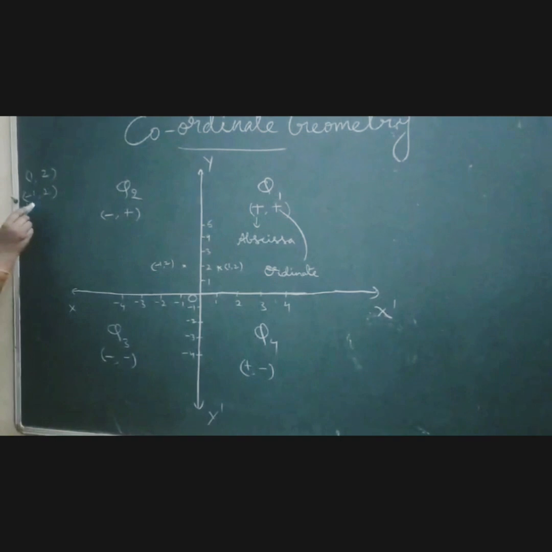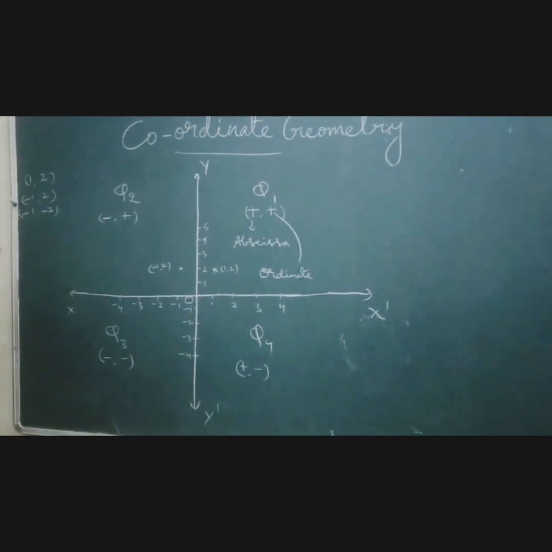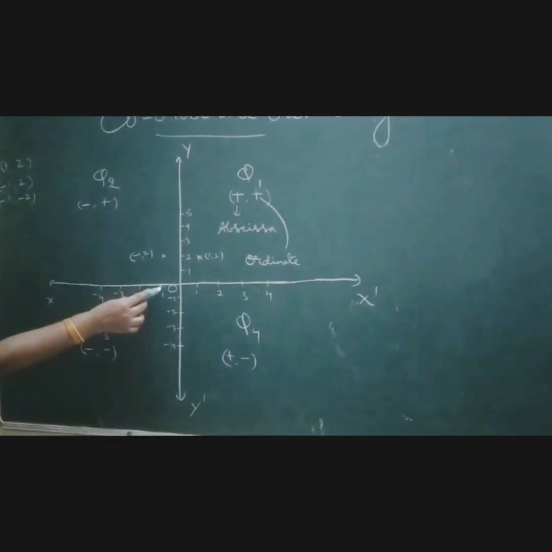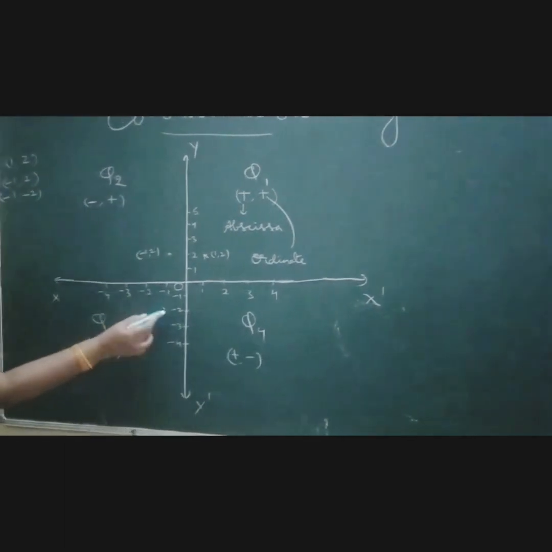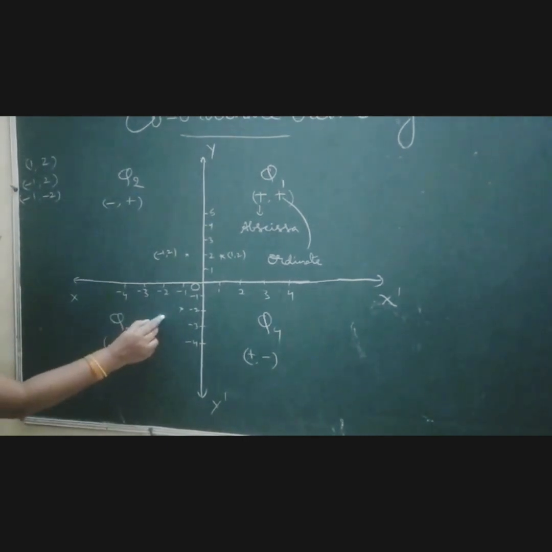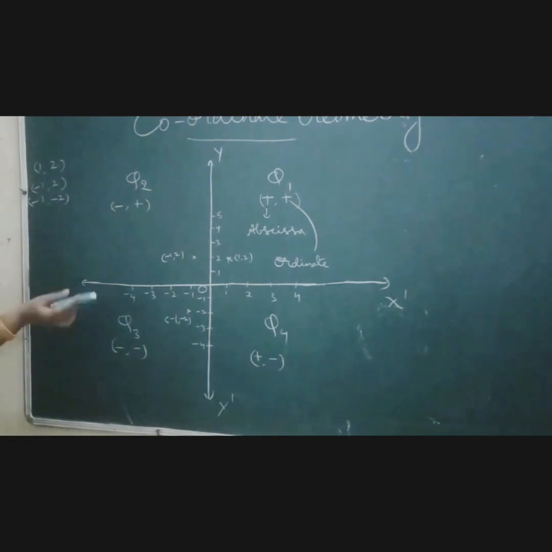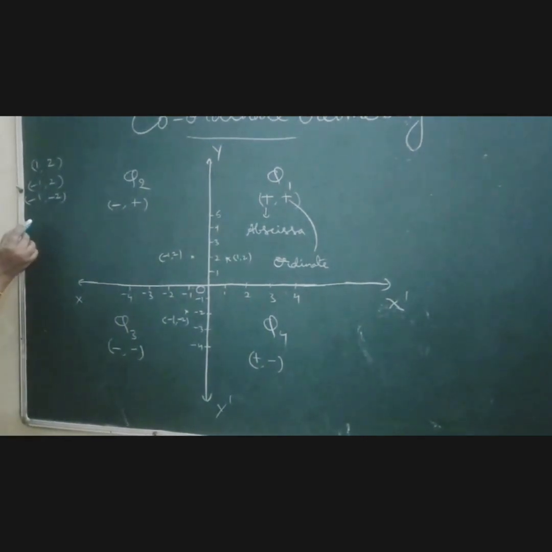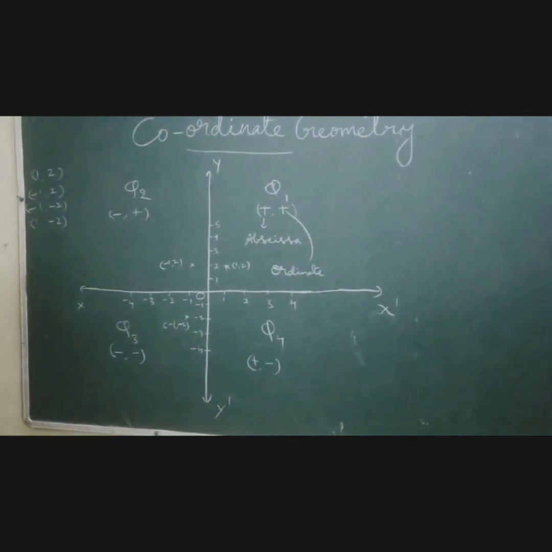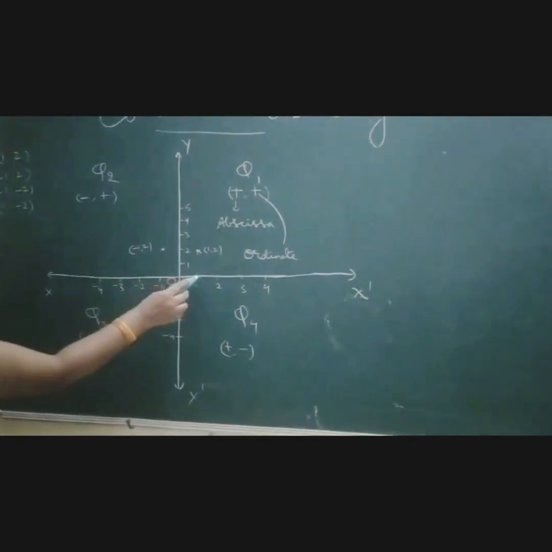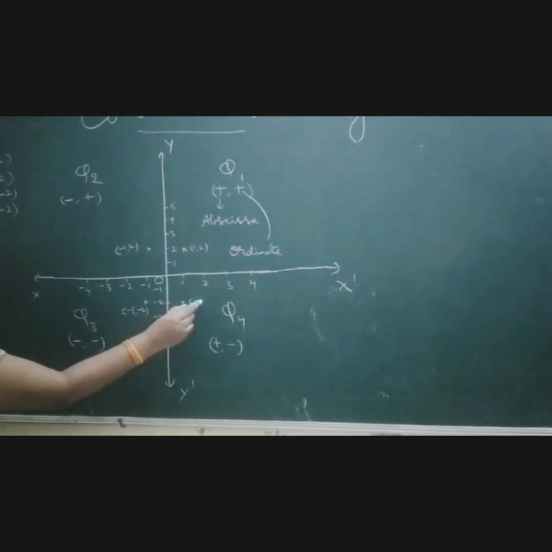And -1, -2, where does it lie? Definitely in the third quadrant. Both are negative. -1 will be taken from the x-axis, -2 from the y-axis. So -1, -2 lies here. And the fourth quadrant, how will it be? 1, -2. 1 will be taken from the x-axis, -2 from the y-axis. So the point will be here.